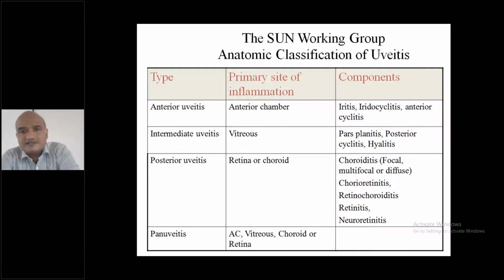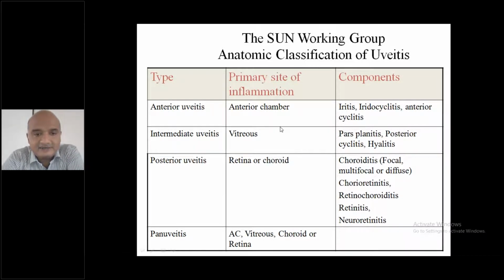Now coming to the SUN working group anatomical classification of uveitis. This classification is given by the SUN working group. Here the uveitis is classified into anterior, intermediate, posterior and panuveitis. The primary site of inflammation in anterior uveitis is the anterior chamber. The components are iritis, iridocyclitis, or anterior cyclitis.